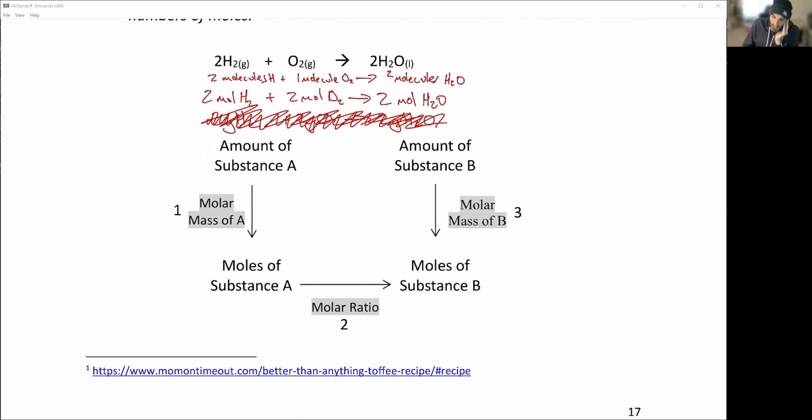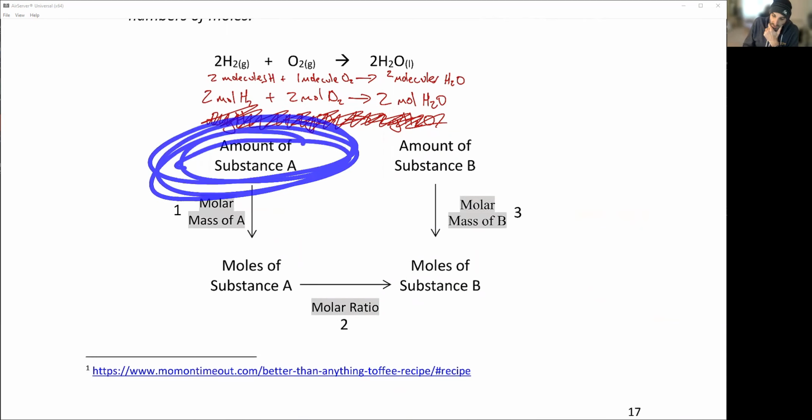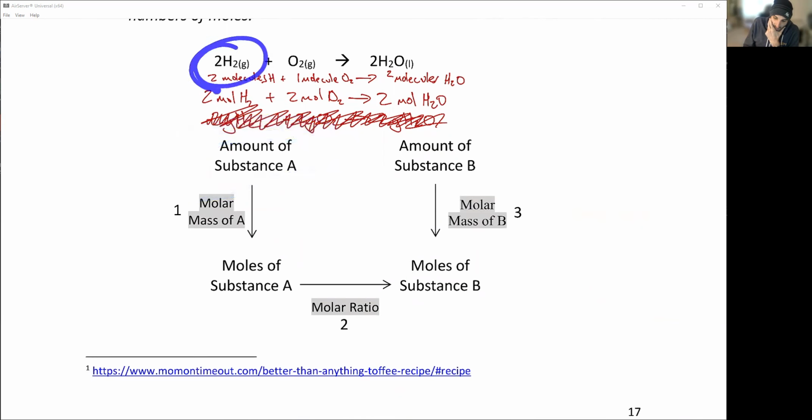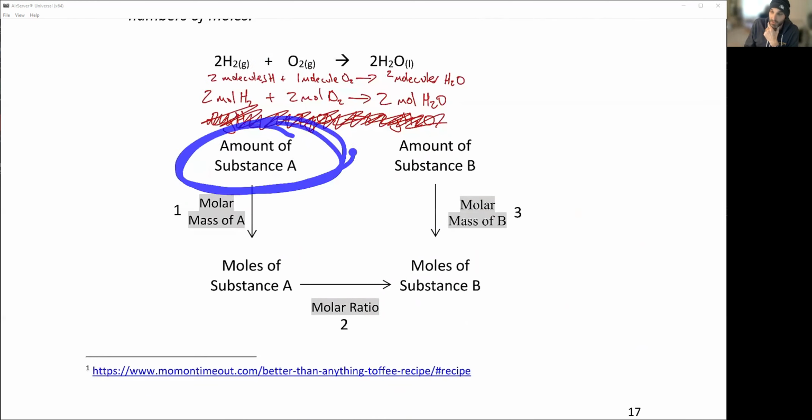So this is what I call the stoichiometric square. You are going to start with the amount of some type of substance. So let's say I start with the amount of H2. I've got X amount of hydrogen. How much oxygen am I going to react together to get how much water? So we're always going to start with some amount of substance A.